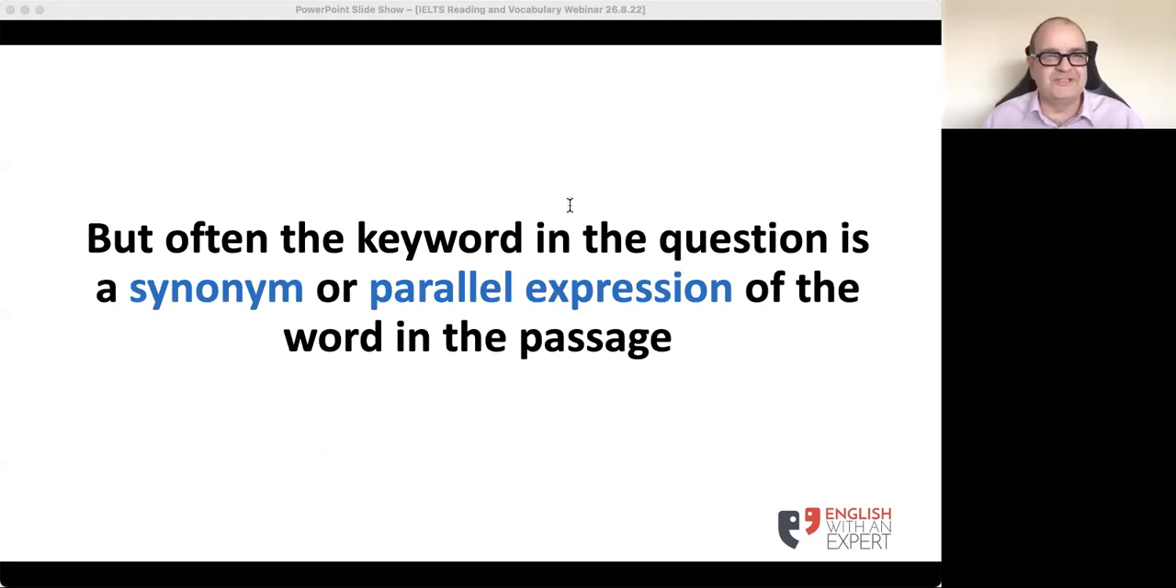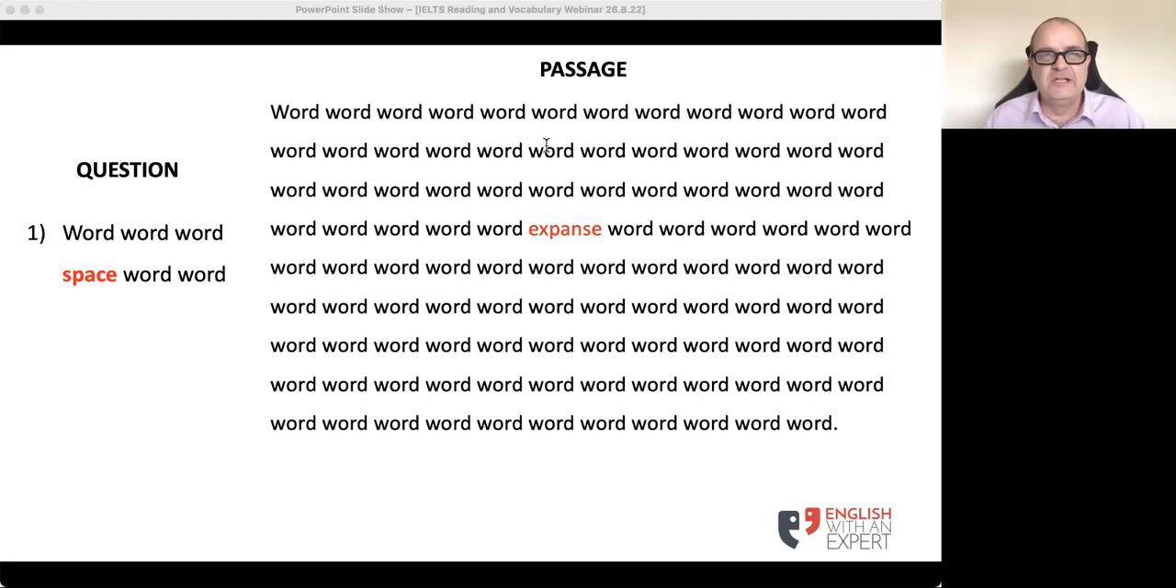Okay, but often, and this is the most likely case, the key word in the question is a synonym or parallel expression of the word in the passage. So parallel expression is almost a synonym of the word synonym, but parallel expression means there's more than one word which has the same meaning as another word. So we might have a single word, and that parallel expression might have 5 words, but the meaning is the same. And that's the sort of thing we can get in the IELTS test quite often. So if we go and have a look at some of these then. And these are words you might see in the test today. So knowing these words might help you a little bit.